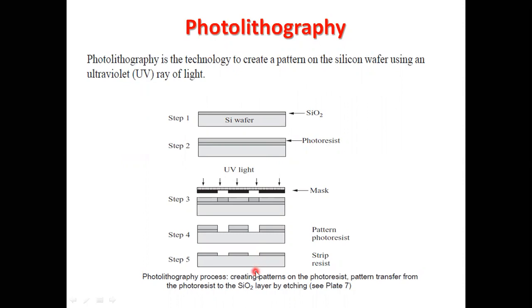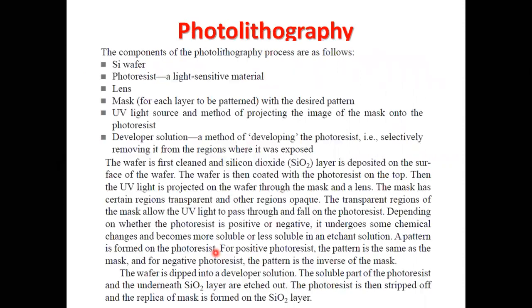It is creating patterns on the photoresist. The pattern is transferred from the photoresist to the silicon dioxide layer by etching. This etching is also a very important thing. Now let us briefly describe the process of photolithography.